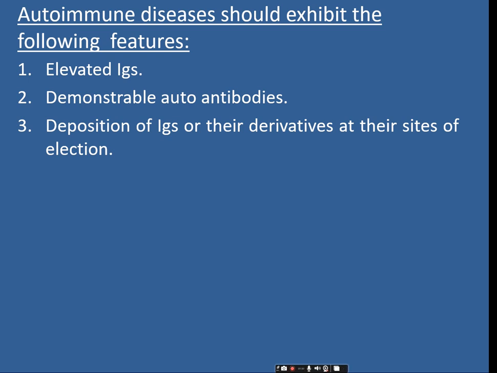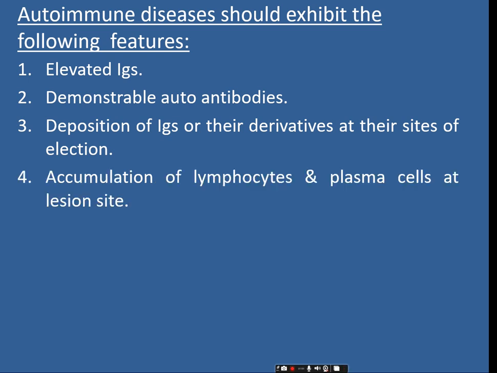And these immunoglobulins which are produced against the self antigens should be deposited in a particular site. For example, in case of rheumatoid arthritis it will deposit in the joints, right? So we should be able to see the deposition at the site. And there should be accumulation of lymphocytes and plasma cells at the lesion site, where it is affected, since there should be some immunological reaction, right? And genetic predisposing, sometimes it is hereditary, right? So the genetic predisposing feature will also be there.